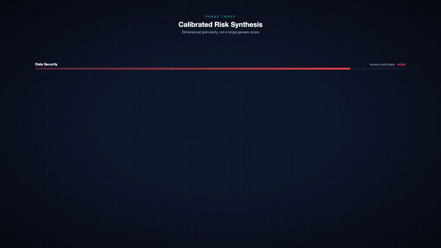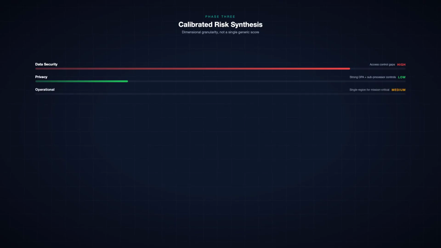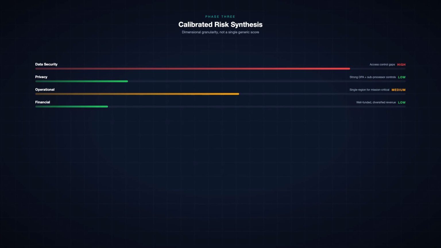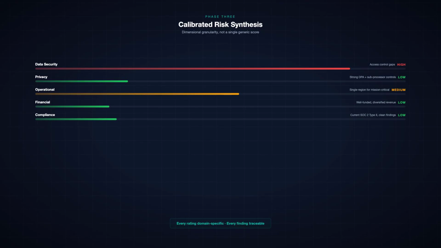Phase 3. Calibrated risk synthesis. An AI synthesis layer produces a composite risk rating that preserves dimensional granularity, not just medium risk, but data security high, driven by access control gaps, privacy low, strong data processing agreement and sub-processor controls, operational medium, single region deployment for a mission-critical service, financial low, well-funded and diversified revenue, compliance low, current SOC2 Type 2 with clean findings.